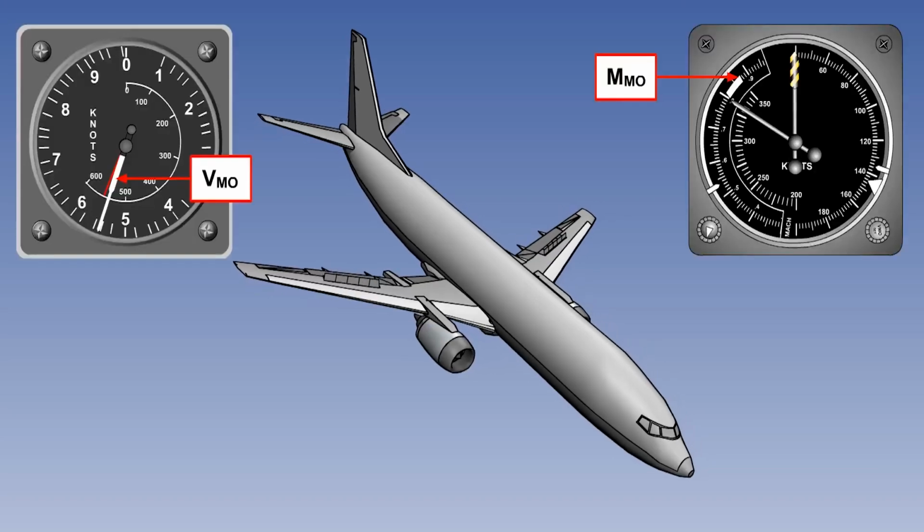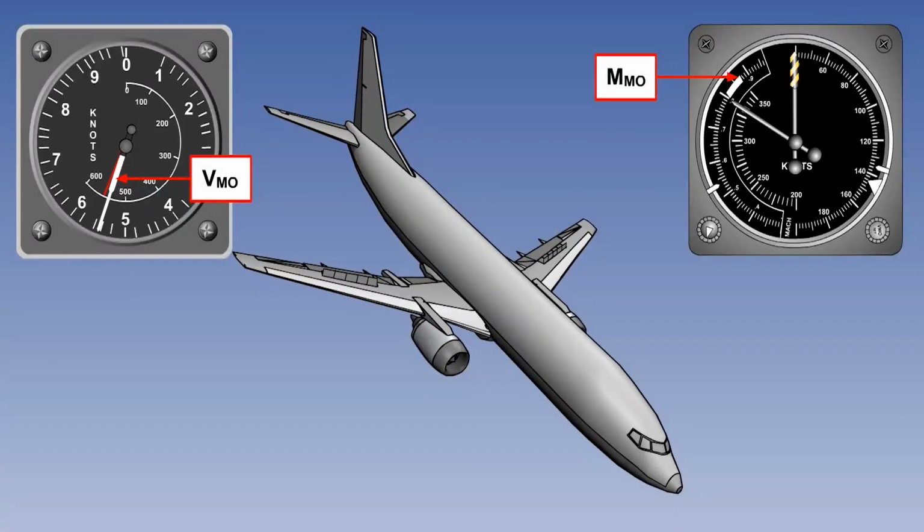If there are no speed restrictions, the gear would be left up and the nose lowered to increase the speed up to the limiting IAS, VMO, or Mach number, MMO. If the initial limit is MMO, then IAS will be increasing as the aircraft descends, and at some stage the nose will have to be raised to keep the speed from exceeding VMO.